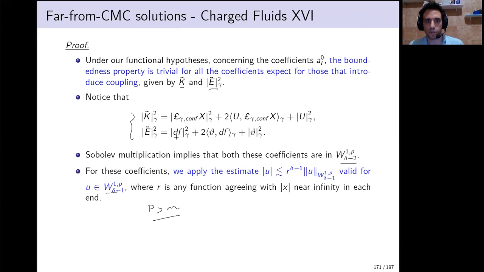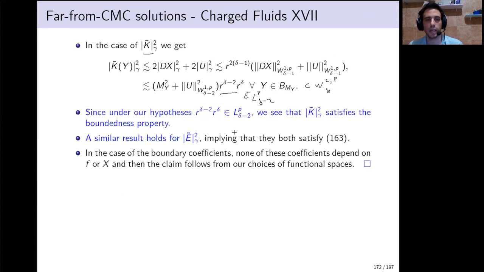And since the structure of this R coefficient is quite similar and everything here satisfies similar functional hypotheses, a similar reasoning proves the same result for this E tilde. And therefore, for these two coefficients, things work. For the case of coefficients that don't introduce coupling, everything follows from our functional hypothesis. And in the case of the boundary coefficients, none of these depend on either f or x. So this lemma is established for our system.